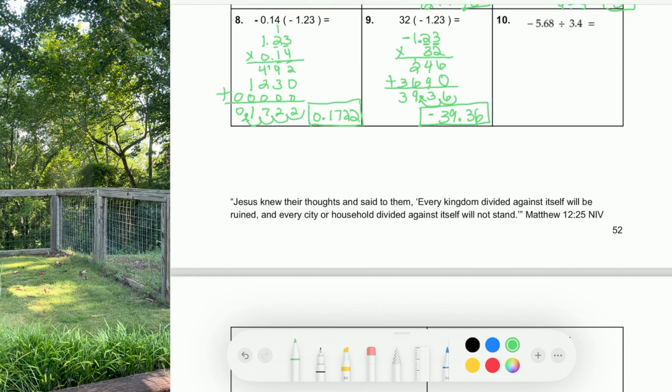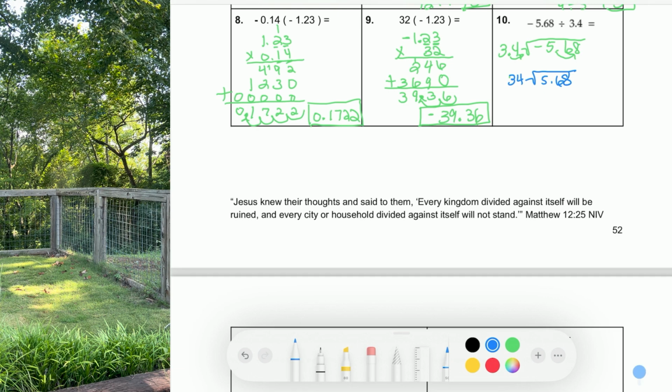Number 10, I have negative 5.68 divided by 3.4. Remember, the first number always goes in the house, and the second number always goes outside. I also noticed that I have a number with a decimal on the outside, and we learned we need to turn that into a whole number by moving the decimal. So I'm going to move that the one time that we need. If I do that on that number, I also have to do that on this number. So I'm going to rewrite this as our new number to multiply with. So we have 34 into 5.68.